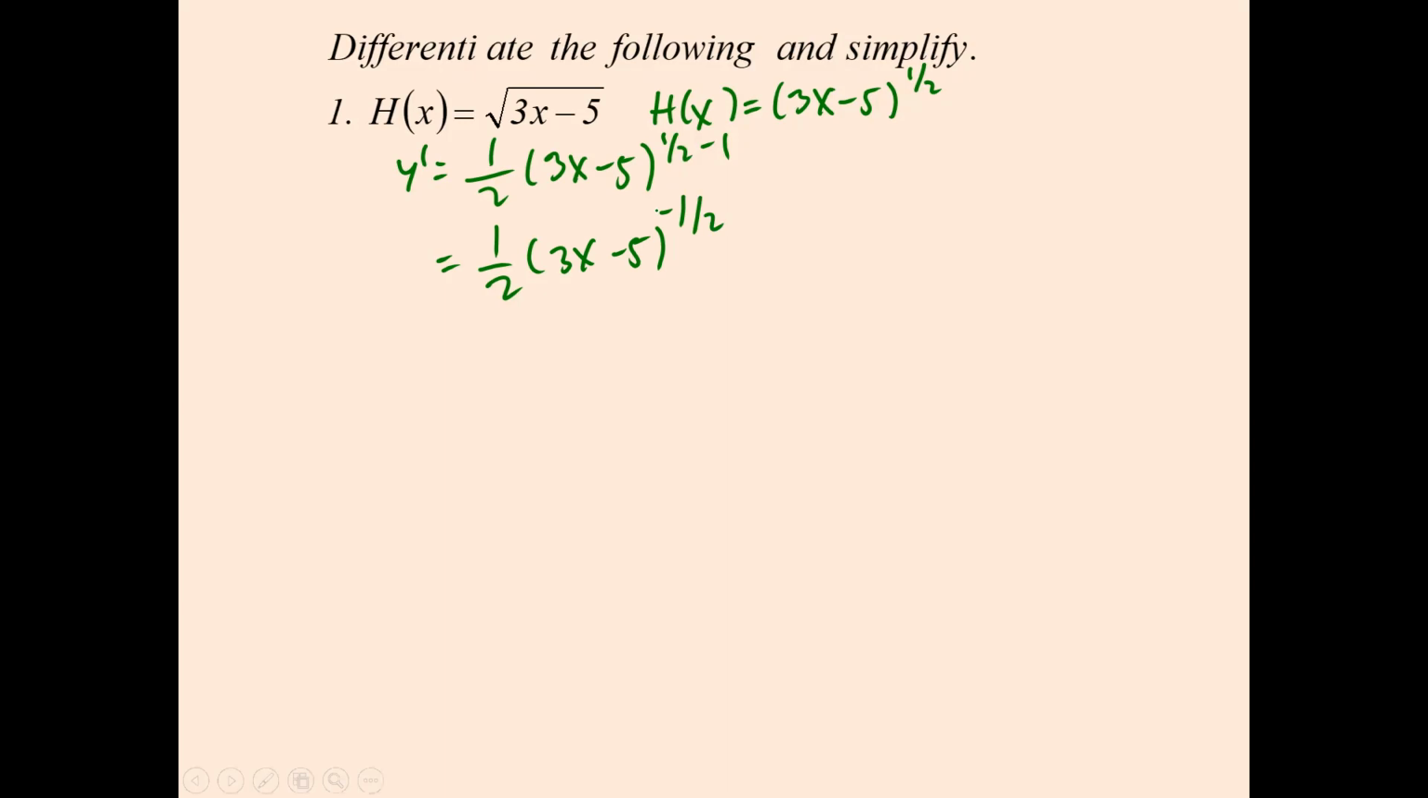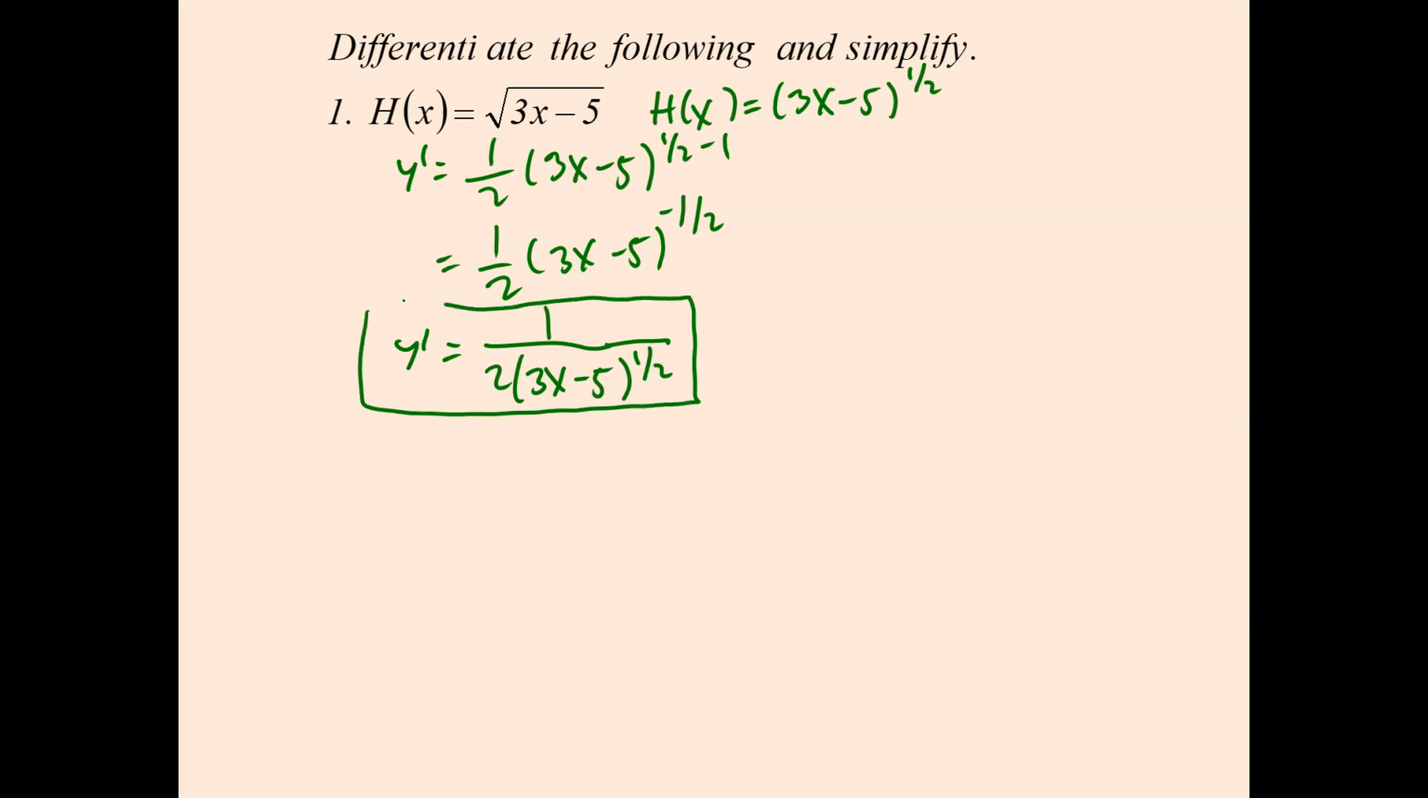Is this our final answer? No, kasi may negative dun sa taas. So, ang gagawin na lang natin, ibababa. So, 1 over 2 times (3x minus 5) raised to 1 half. And that is our final answer. Pwede nyo rin naman gawing or y prime is equal to 1 over 2 square root of 3x minus 5. Parehas lang yang dalawang yan.